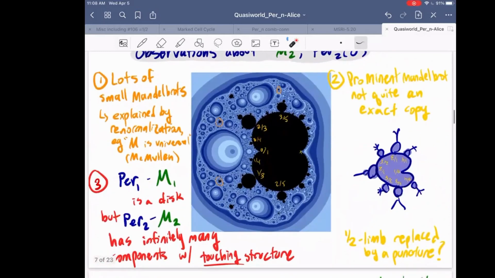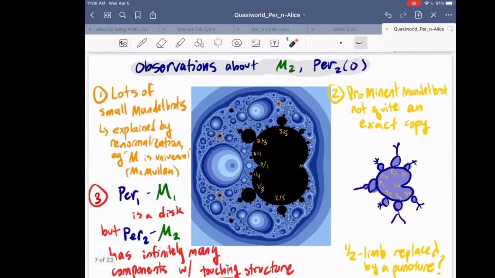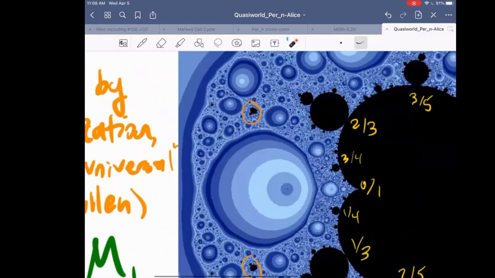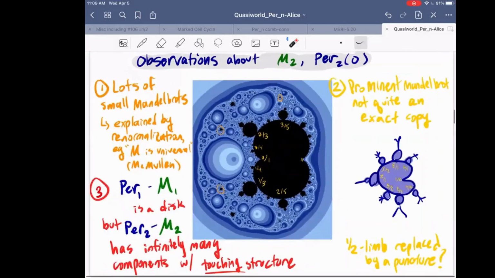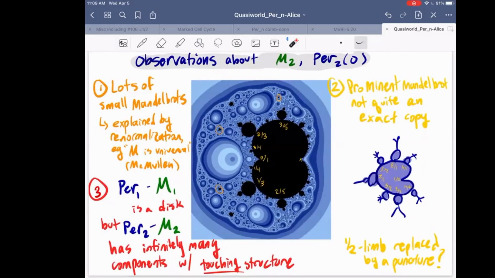But first, let's start with some observations that we have about the non-escaping set in Pier 2 itself. The first thing that we might notice is that there are lots of small Mandelbrot sets inside of this curve. And this is explained by a classic phenomenon like renormalization that you may be familiar with. The Mandelbrot set is Universal paper by Curt McMullen.